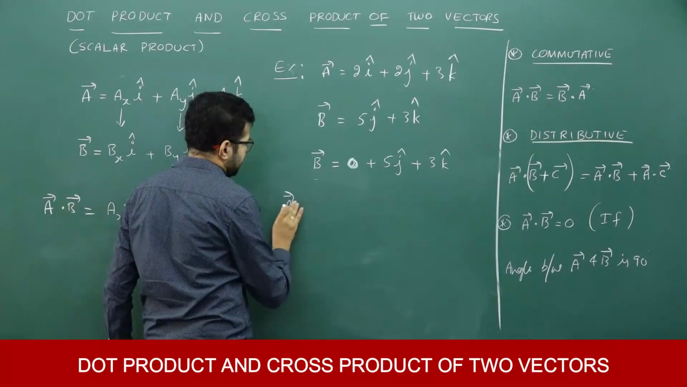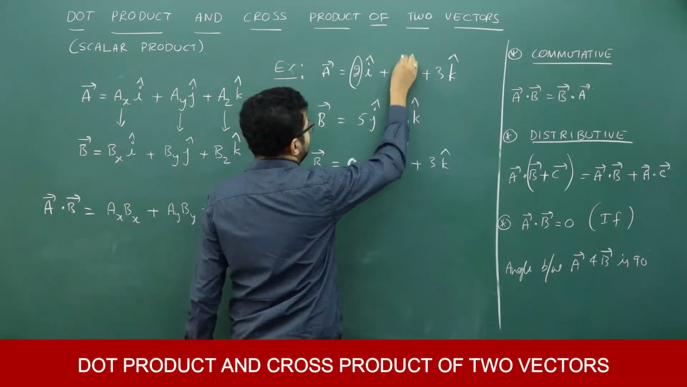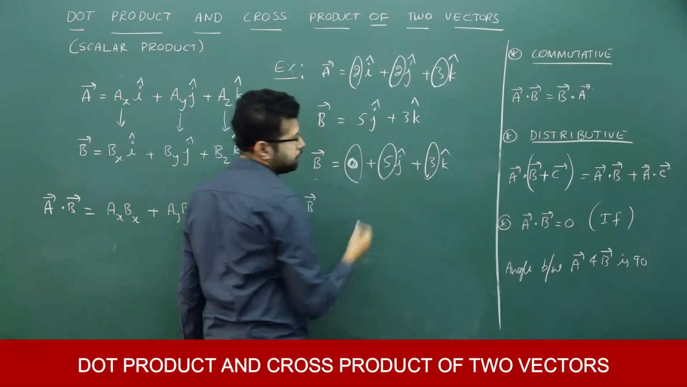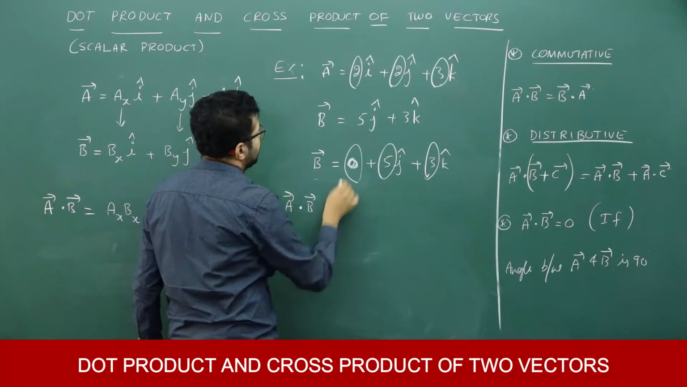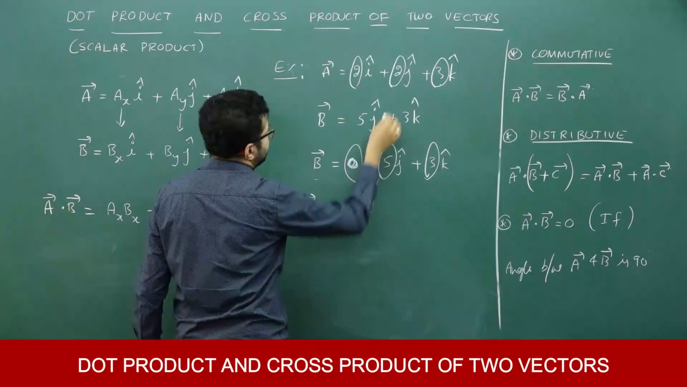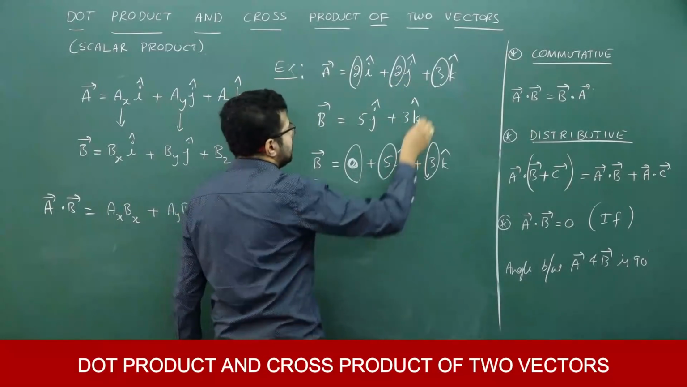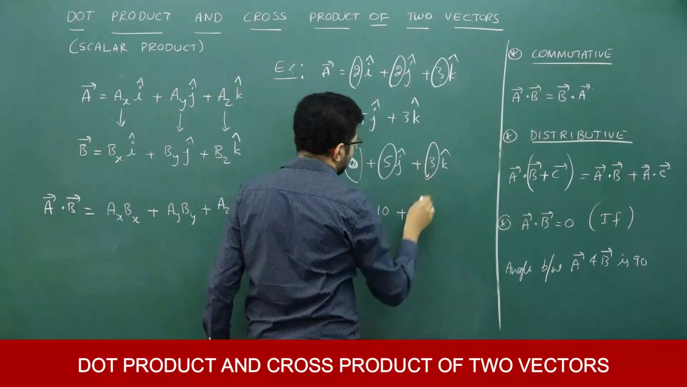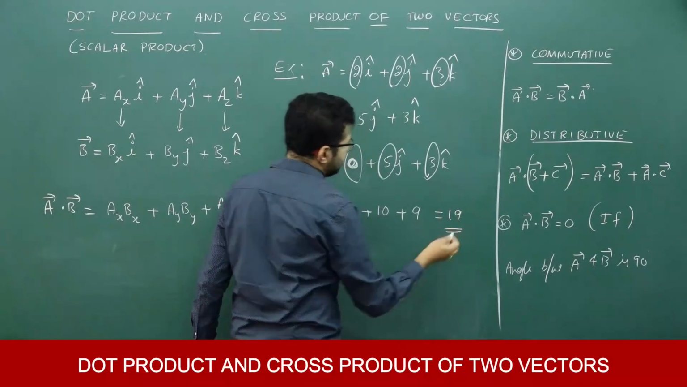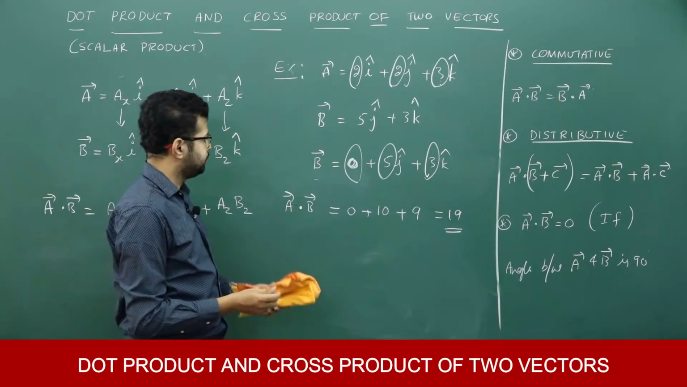A dot B is equal to, see, this is Ax, this is Ay, this is Az, this is Bx, By, Bz. Okay, A dot B equal to Ax into Bx, 0, plus Ay into By, 5 into 2 is 10, plus Az into Bz, 3 into 3 is 9. So, 10 plus 9 is 19, A dot B is 19. So, we got a number, it is a scalar, okay. That is why we call it scalar product.